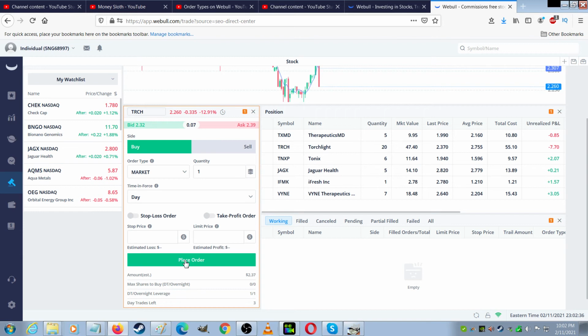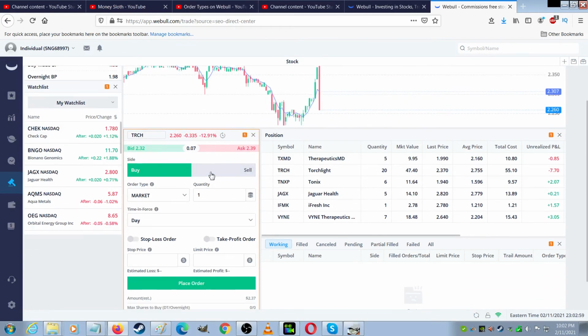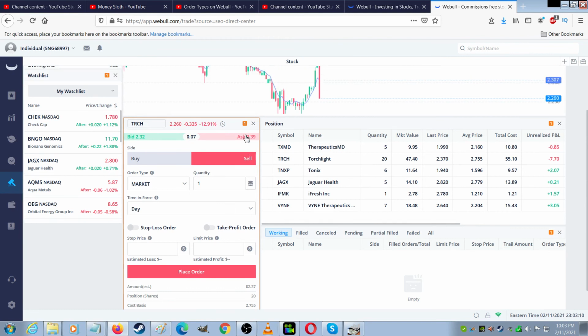And then when I'm ready, I will place the order, and it should be filled immediately at a price close to $2.32. So let's pretend like I was correct and the price does stop and bounce back up. Well, if I decide to sell in that same day, I would go back and I would now push the sell button, and then I would come down to place order, and that would execute immediately at whatever the ask price was or close to it.